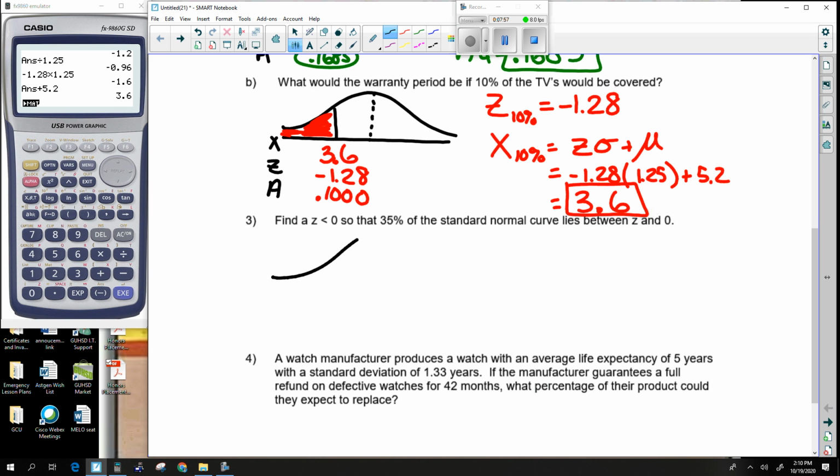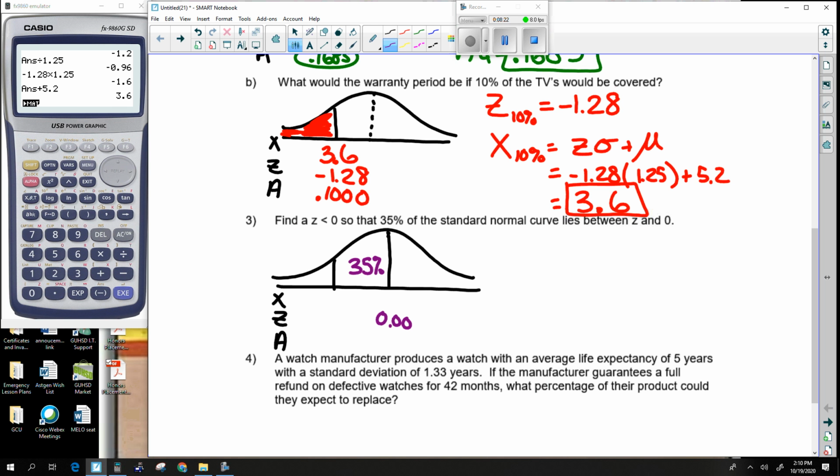This is the Z-score less than 0 question. So here's the 0 that they speak of. Here's the Z-score of 0. And they want to know what is the Z-score that is less than 0. So the question is, what is the Z such that 35% will fall between it and 0.